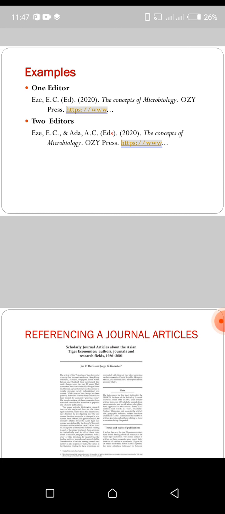So the difference here is that in this edited book, we have to include EDS if there are more than one editors, to show that they are editors.